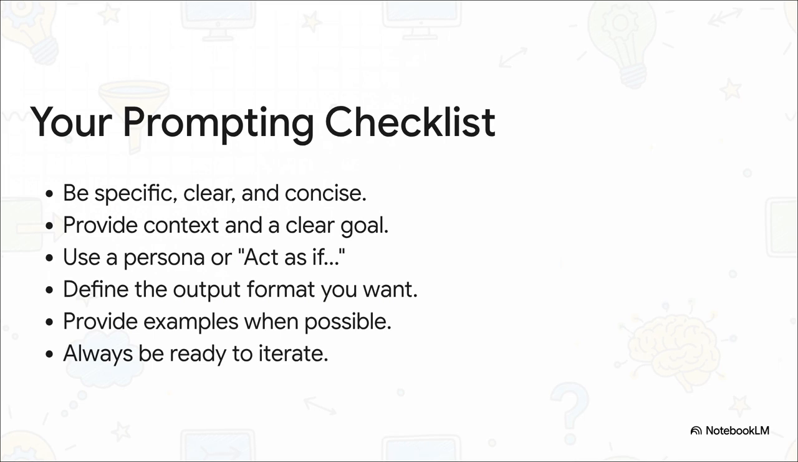All right, so let's wrap this all up. Here's your final prompting checklist to take with you. Be specific, clear, and concise. Always provide context and a clear goal. Use a persona whenever you can. Define the output format you want. Give it examples. And you knew this was coming. Always be ready to iterate. Really, mastering these habits is what's going to take your prompting skills from just okay to truly expert level.